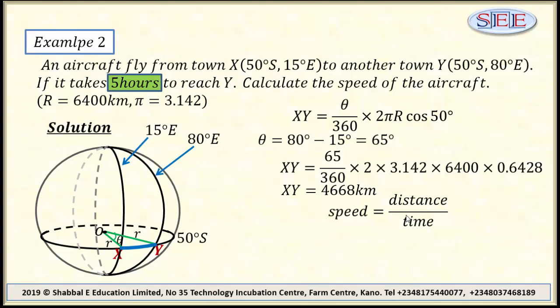We have calculated the distance between the 2 points X and Y, which is 4,668 kilometers. So we substitute it to obtain our speed. Substituting, we now have 4,668 divided by 5. 5 is the 5 hours given in the question, the time taken by the aircraft to reach town Y. So dividing this correctly will give the speed of the aircraft to be equal to 933.6 kilometers per hour. This is the speed of the aircraft.